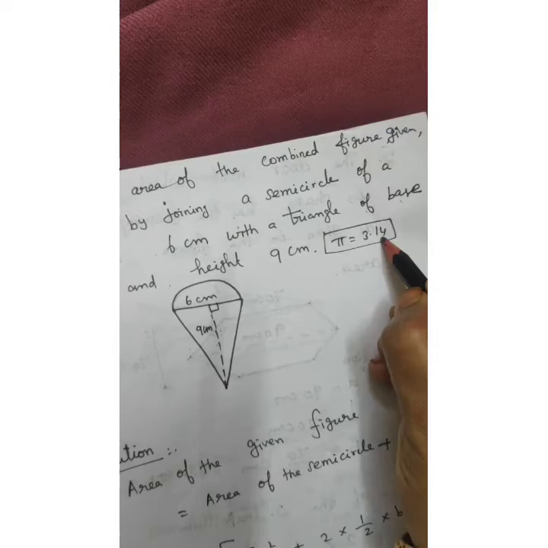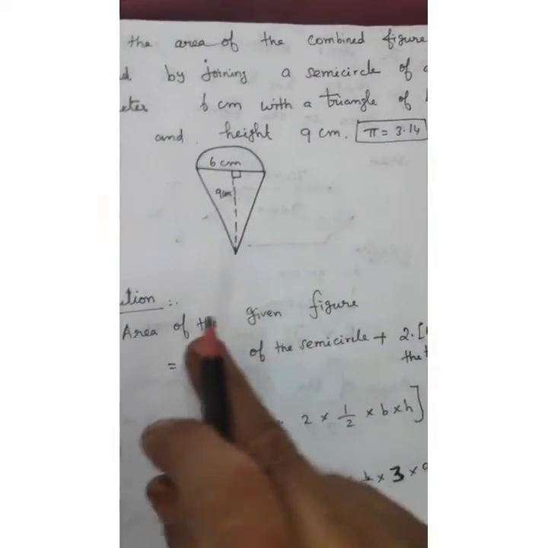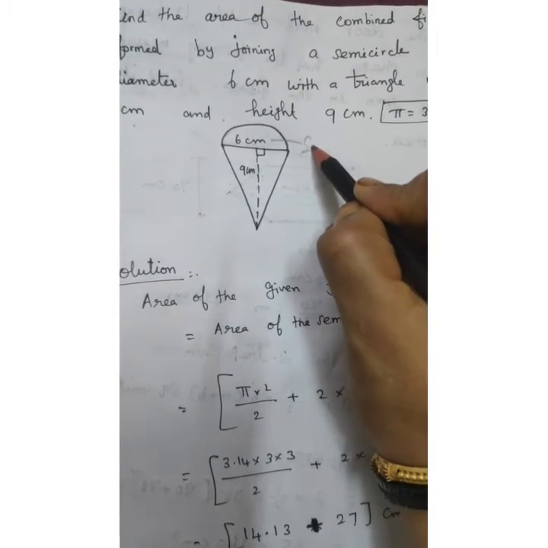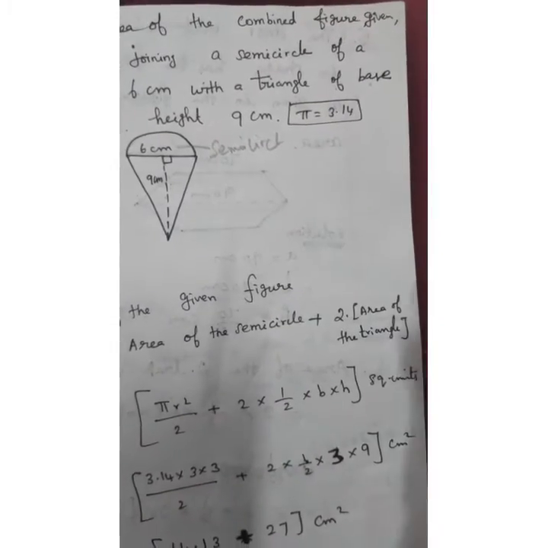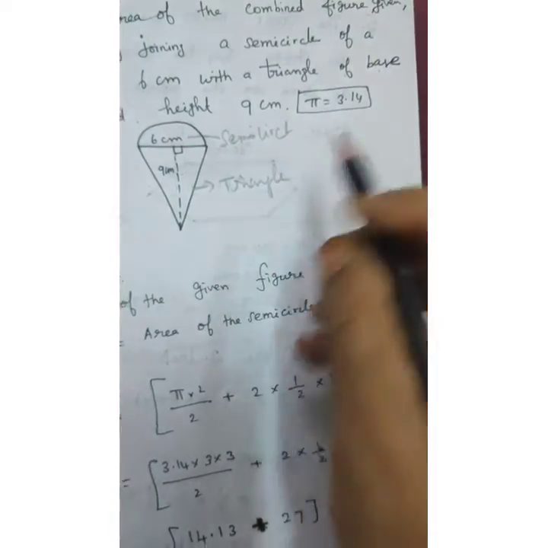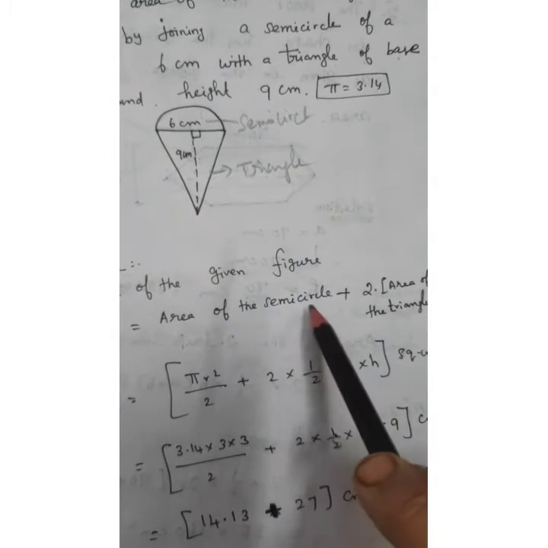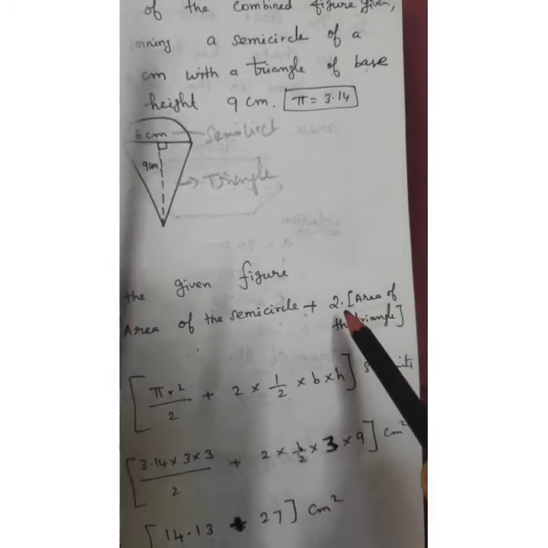Pi value equal to 3.14. Substitute and do the sum. What are the figures they have given in the figure? This is the semicircle. This is the triangle. This is the triangle. Okay, first find the area of the semicircle, then add it to the area of the triangles.